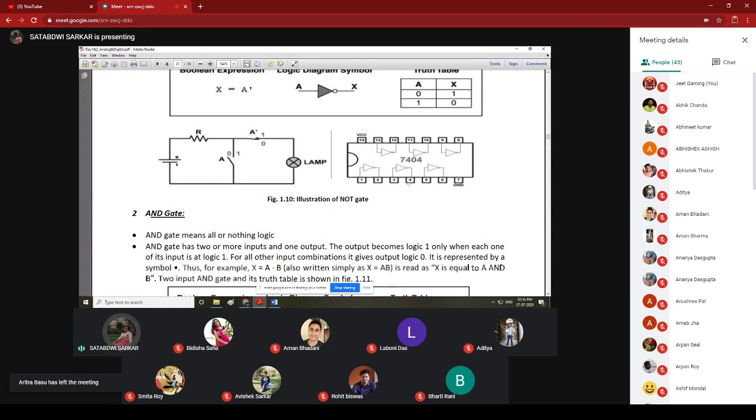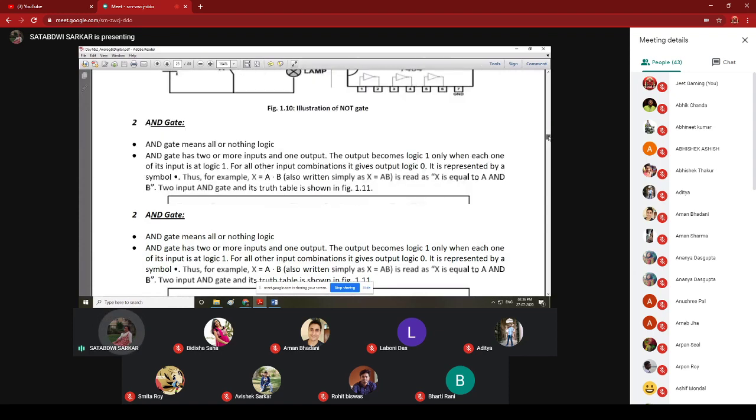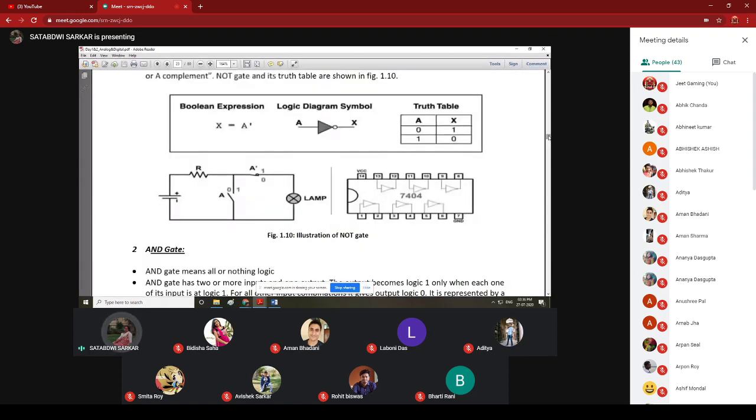So we have to make a circuit in our lab session for different logic gates, using resistor, LED and the power supply, and we have to follow the truth table to check whether we are getting the output as per the truth table or not. So this is just an IC diagram of the NOT gate.